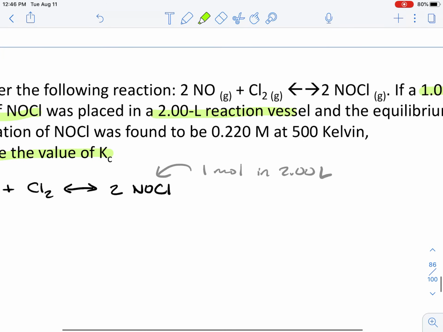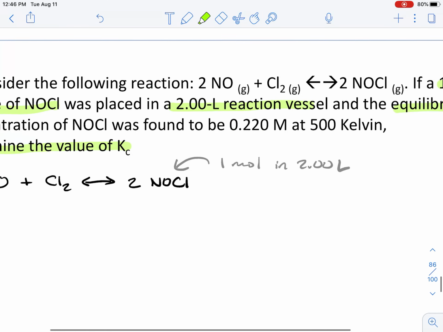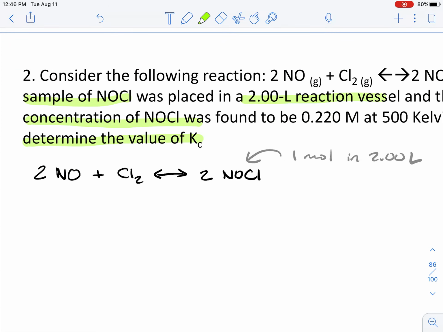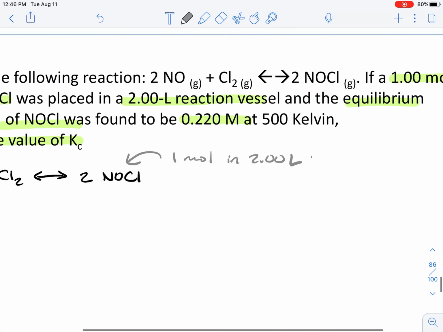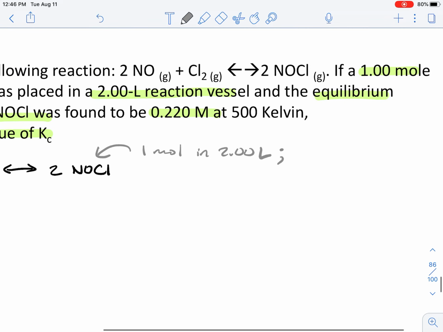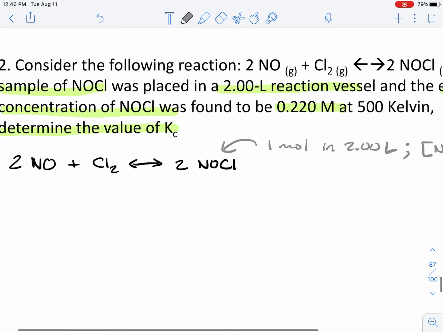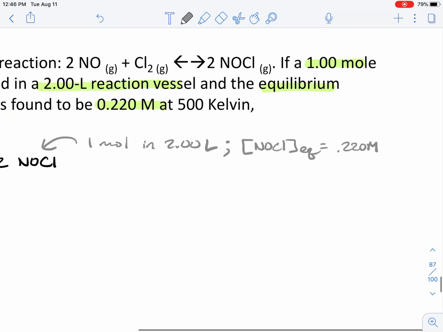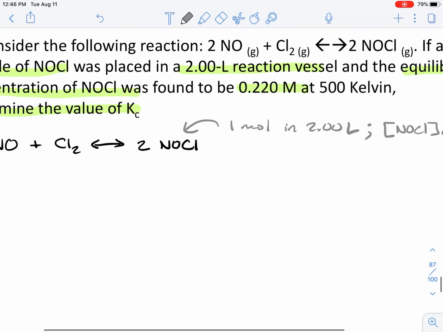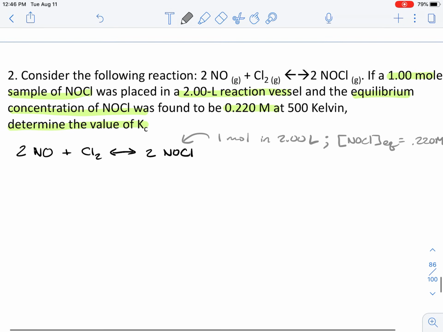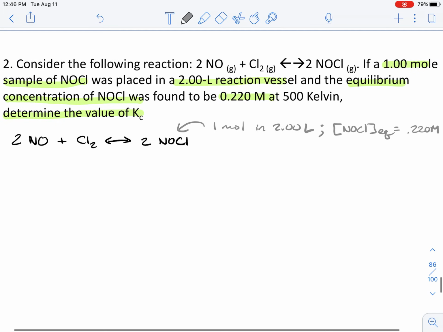This problem also told us that the equilibrium concentration of the same substance is this value. I'm going to put off to the side that the equilibrium concentration of NaCl is going to be 0.220 molar. So from this given information, we want to determine the equilibrium constant Kc.